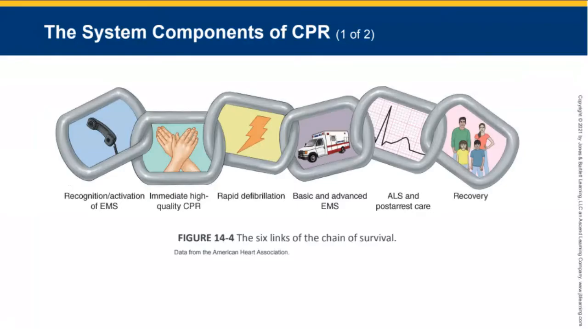Now, system components of CPR. There must be recognition and activation of EMS. There must be immediate high-quality CPR. There should be rapid defibrillation. There should be basic and advanced EMS response, ALS and post-arrest care, and then we have the recovery. And the ALS and post-arrest care is done in the hospital. These are the 6 links in the chain of survival.